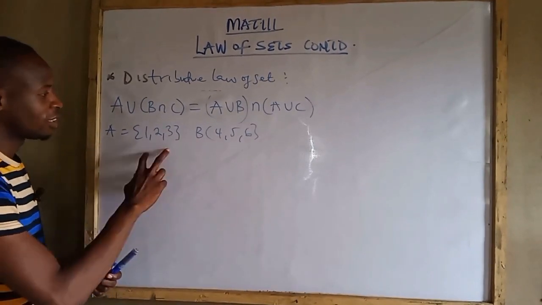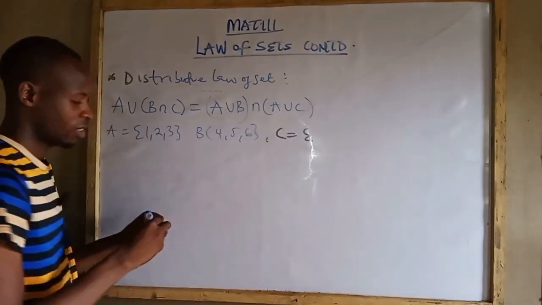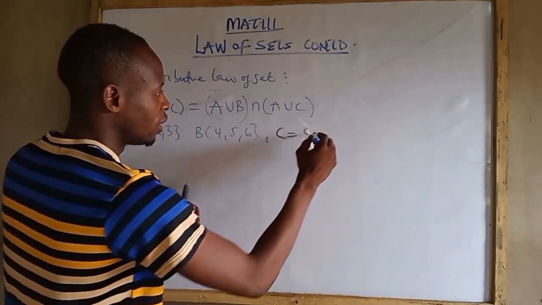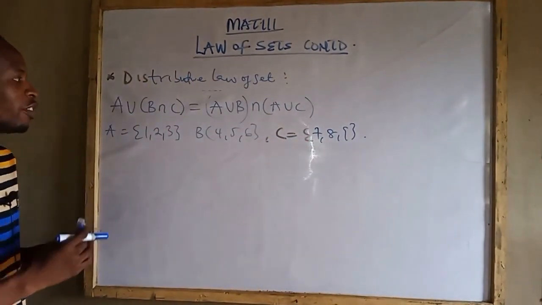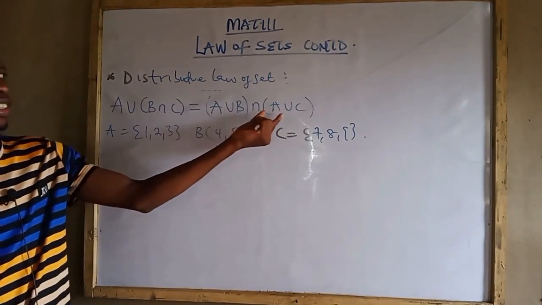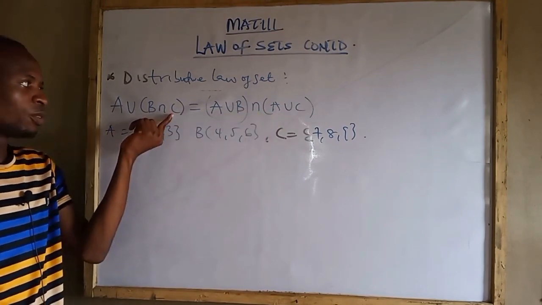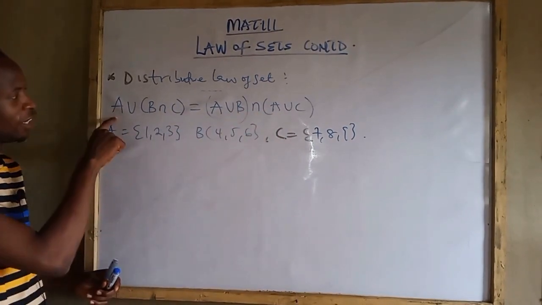Okay, this is A and this is B, and we have C to be 7, 8, and 9. We want to verify that this is equal to this. Our concern should be this, not this now, because we said this is equal to this. So let's see, maybe we are going to have the same thing. Remember that this is A union of this.